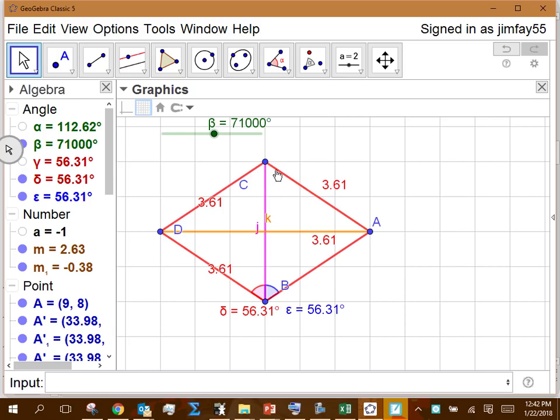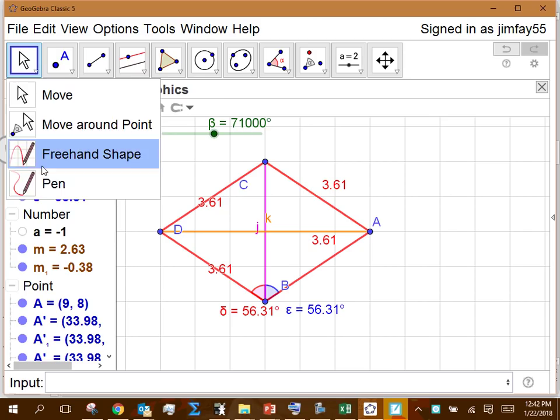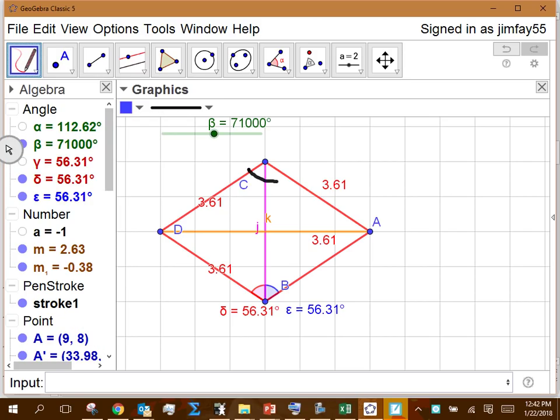Is it going to bisect this angle up here? Yep, because it's a parallelogram, and opposite angles of a parallelogram are congruent. So that entire angle right there is going to be this 112.62, and then that diagonal is going to cut it in half and give me 56.31 twice. Is that okay with everybody? What do you know, because it's a parallelogram, about that angle compared to that angle?